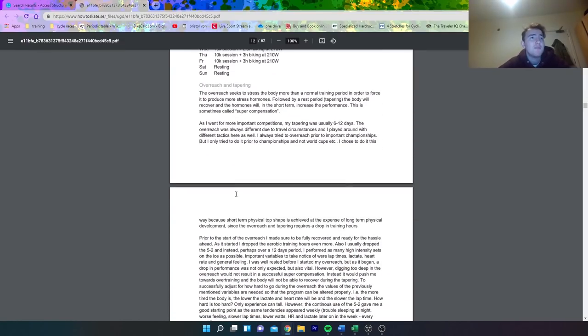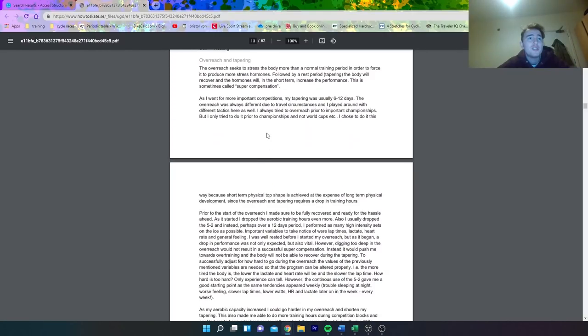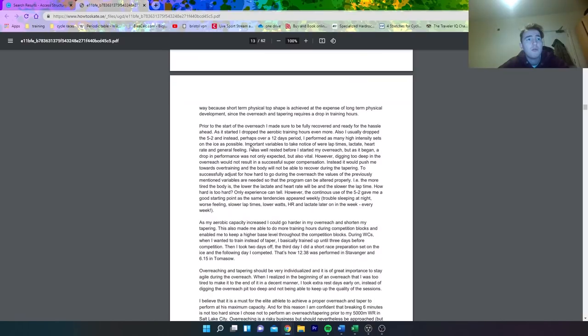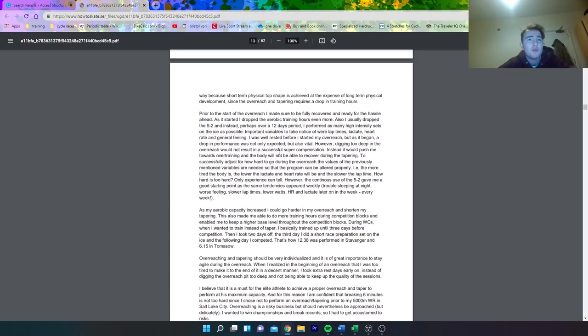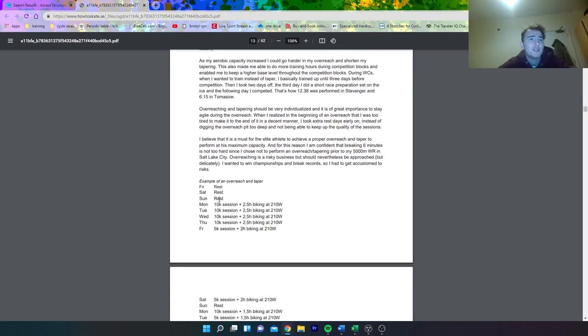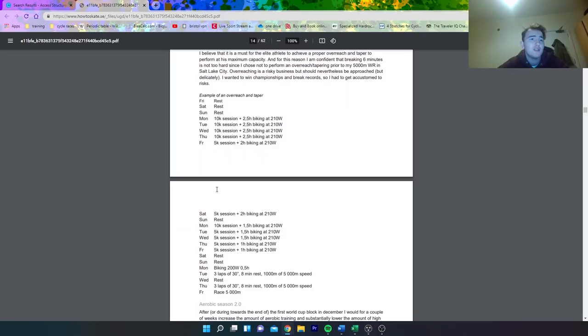Then it's interesting to see how he tapers as well. Obviously, the tapering was usually 6 to 12 days, which is probably what most people do, about a week. It obviously depends how much you're doing. And then he also says that he changed to a 12-day period. So for his aerobic taper, what he'd do is have a big rest, which makes sense. So this is the 12 days.